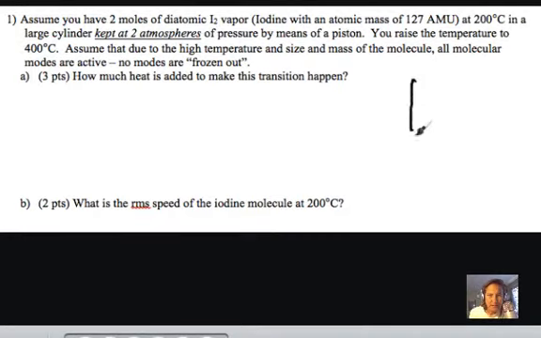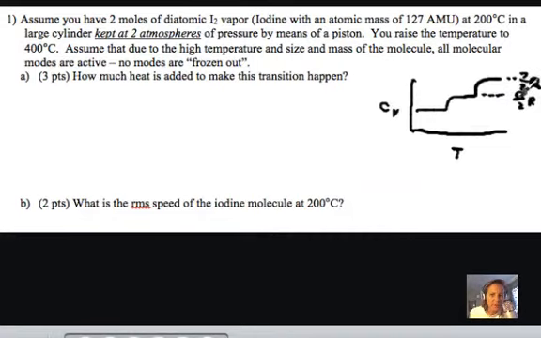what that means, I'm guessing, is if you look at the heat capacity here versus temperature, there are modes that are added at increasing temperatures, and the most modes that you can have are 7 halves R. Normally with a diatomic molecule you're looking at 5 halves R, unless you're above 600 degrees C, and then if it's a monatomic molecule you're looking at 3 halves R. That's supposed to be 3 halves R. So how much heat is added to make this transition happen?